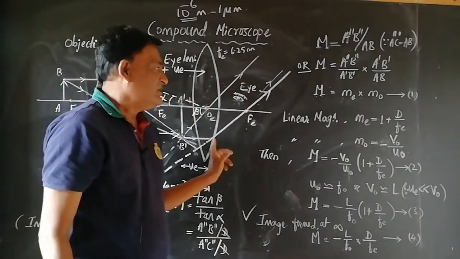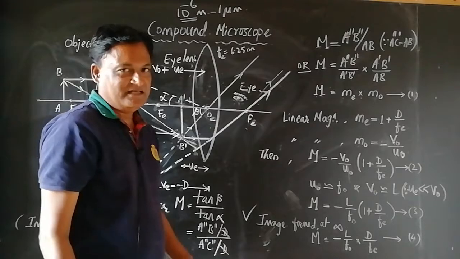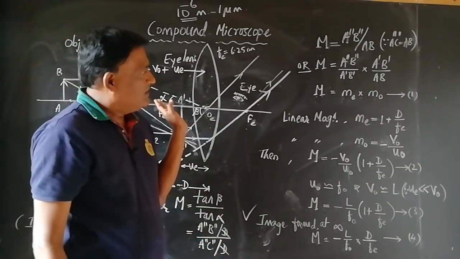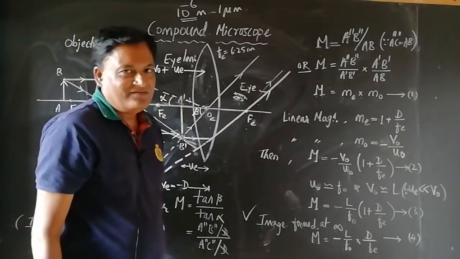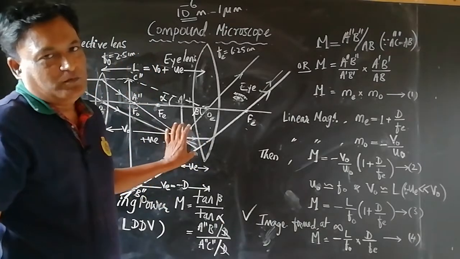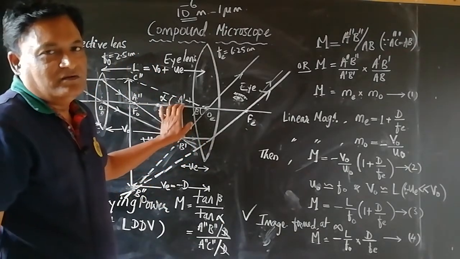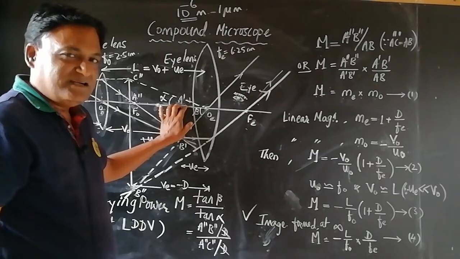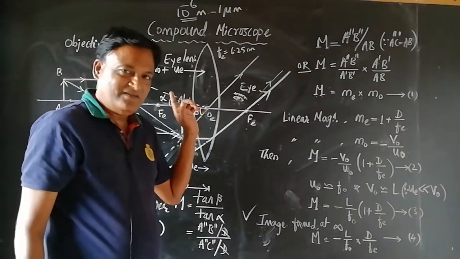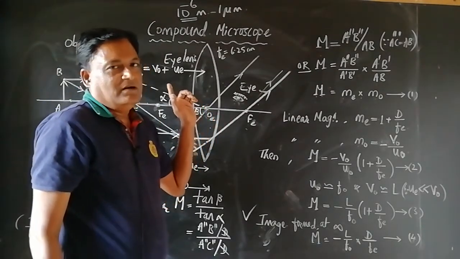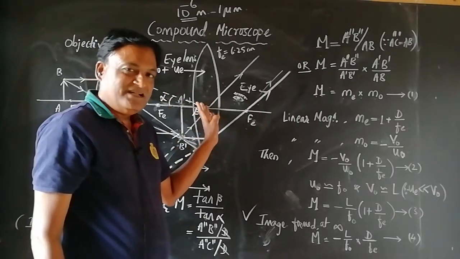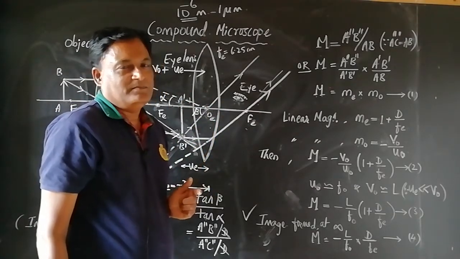Okay, so in the next class we discuss the construction and working of telescope. Telescopes also are of two types, refraction type telescope and reflection type telescope, astronomical telescope and terrestrial telescope. Thank you.